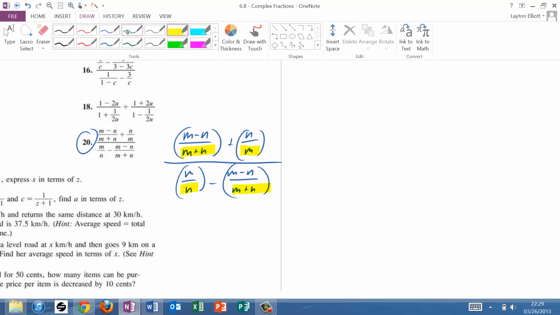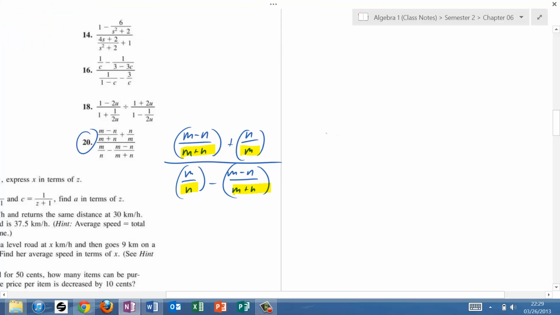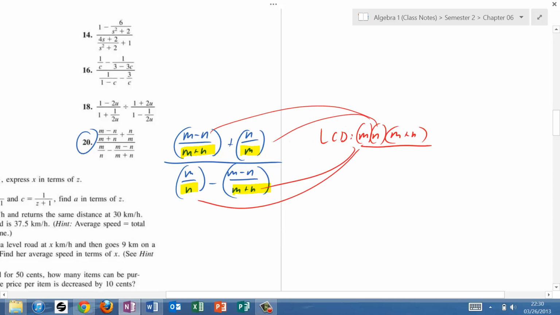Well, I know that I at least need an n for my LCD. I need an m plus n, because I have that present twice, but then I also have an m, and I also have an n. So my LCD is mn times m plus n. It's 3 factors, m times n times m plus n. So we're going to multiply that by each part. 1 LCD times the whole thing.